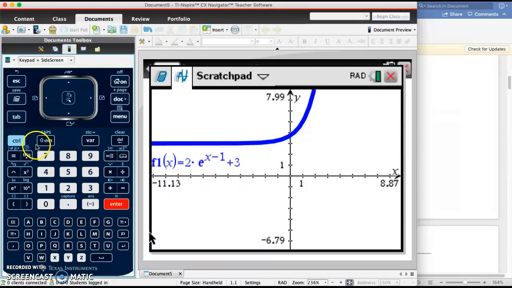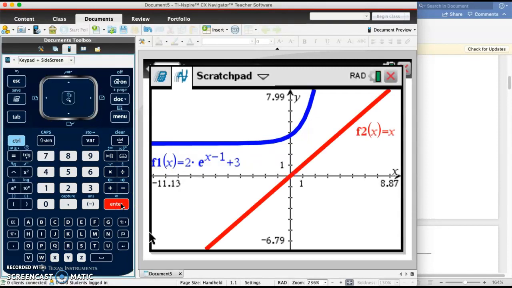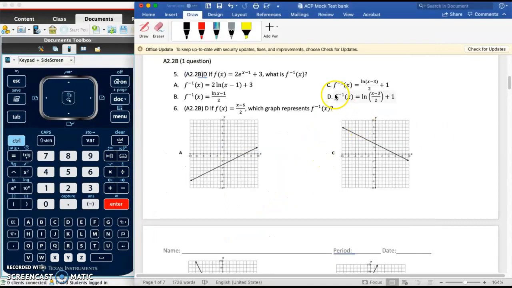Now, I'm going to create another graph here, and I'm going to say it's equal to x, because I know it has to reflect over y equals x. Well, this is y equals x right here. So I should have a graph there that is somewhere over here. Okay, so from here, now D ends up being the answer, so I'm going to go to D. Oh, okay, ln of x minus 3 over 2.